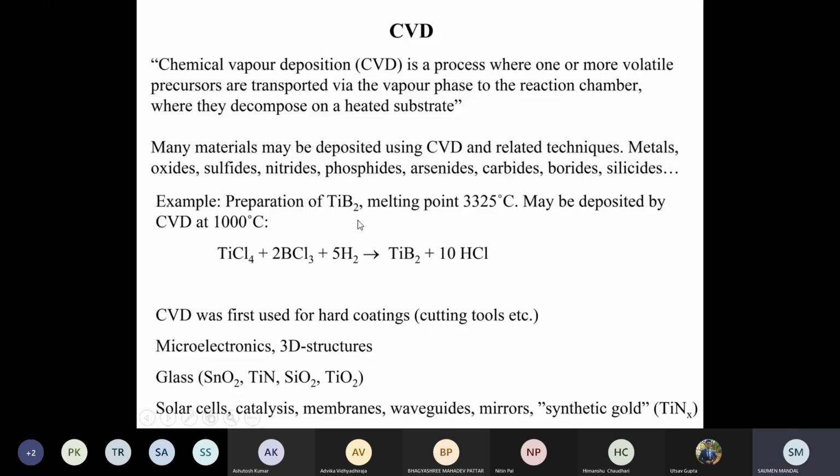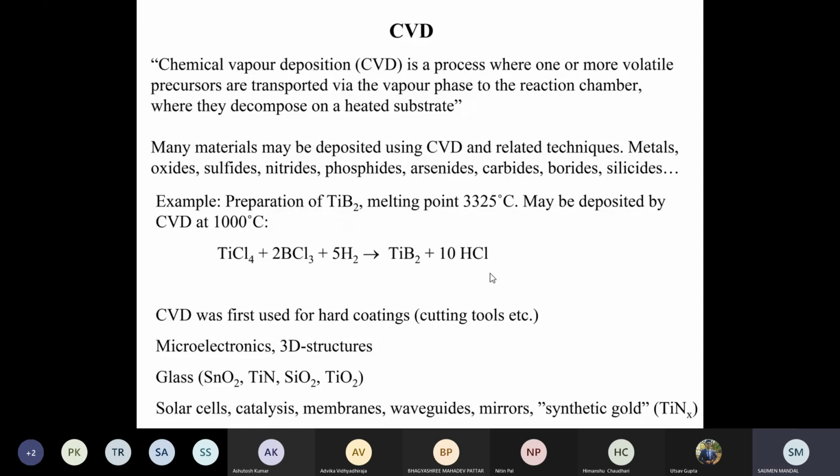So let's say one example, TiB2. The TiB2 melting point is 3325 degrees Celsius. So such a high melting point material, and you can deposit it at 1000 degrees only. TiCl4, this is a gaseous form, and BCl3, and then hydrogen. After a reaction, the TiB2 will form, and then HCl will be the byproduct that will go away.